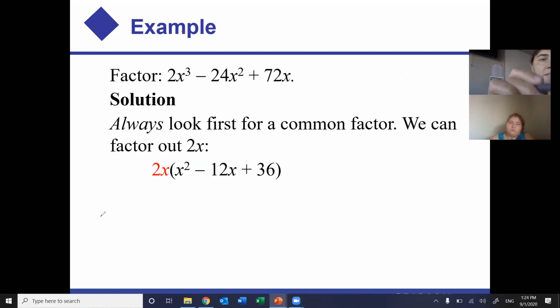And always, this is always: if the problem looks complicated, for sure, like something is weird, they don't look so bad usually. So if there is a common factor, take it out.